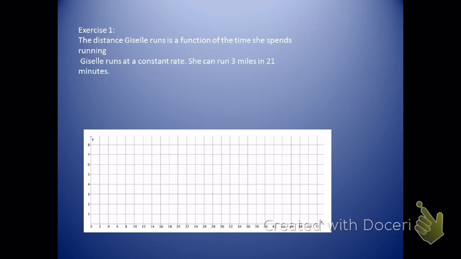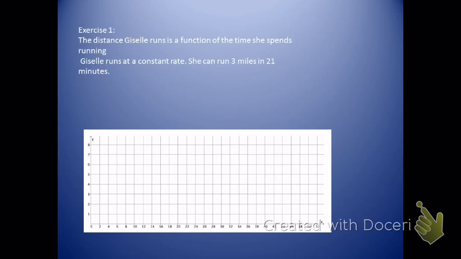Okay, so this first example, which is labeled exercise 1, is just another distance time function like we've been talking about. So the distance that Giselle runs is a function of the time that she spends running. Okay, so the input then would be the time she spends running, and the function is going to tell us how far she goes. So the information we're given is that Giselle runs at a constant rate and that she can run 3 miles in 21 minutes.